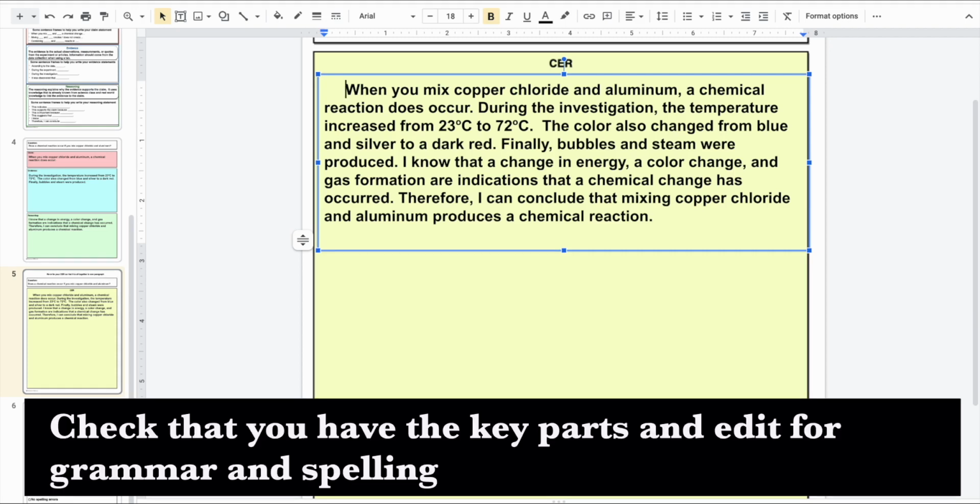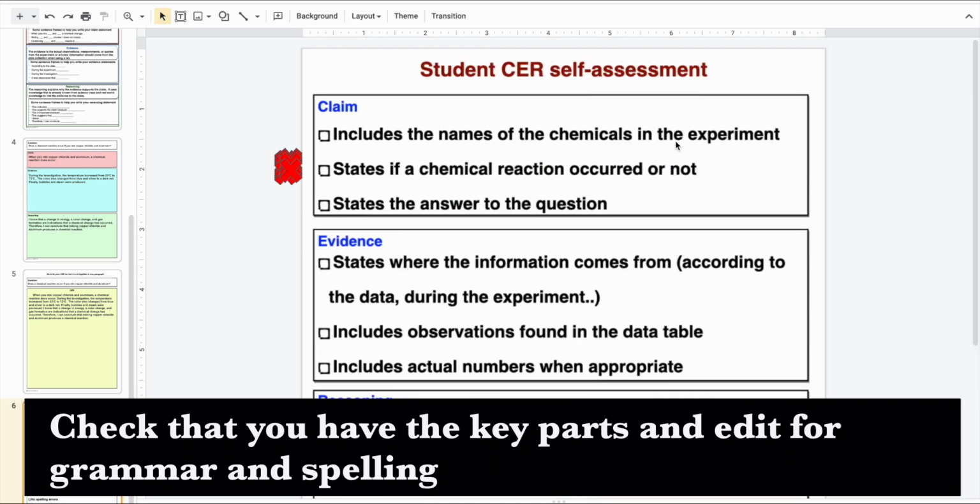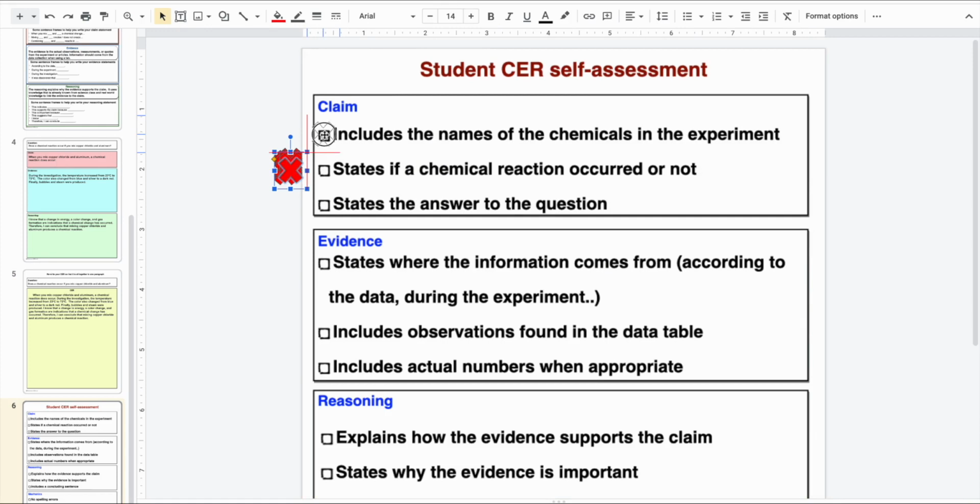Now, one more thing you might want to do at the end is do a little self-assessment and check yourself off. Did you include the names of the chemicals in the experiment for your claim? Check. Does it state if a chemical reaction occurred or not? Yes. Does it actually answer the question? Yes, it does. Evidence states where the information comes from, according to the data, during the experiment. In other words, you start the sentence off. Yes. Includes observations found in the actual data table. Yes, I have the actual numbers. Includes actual numbers when appropriate. Yes, I did.